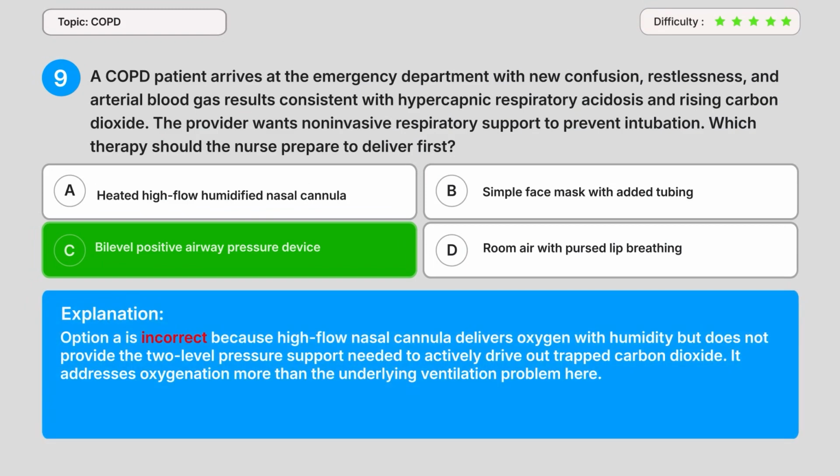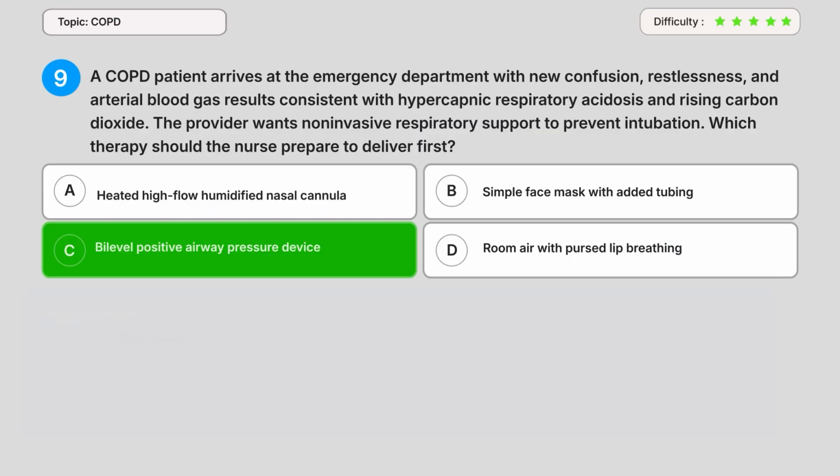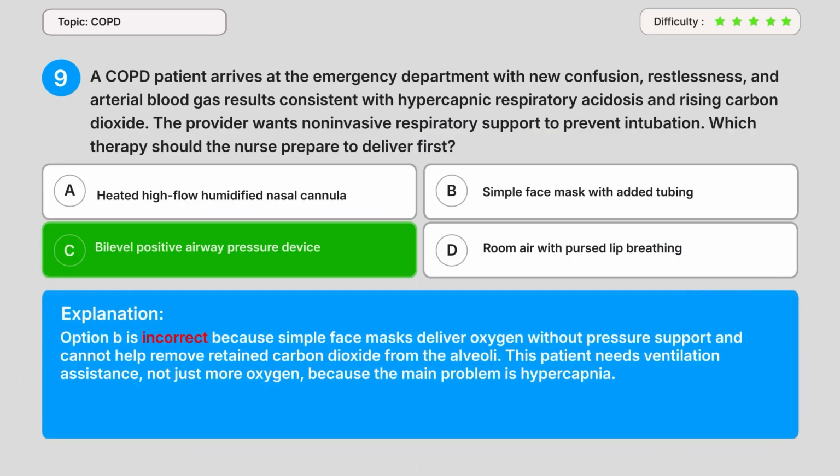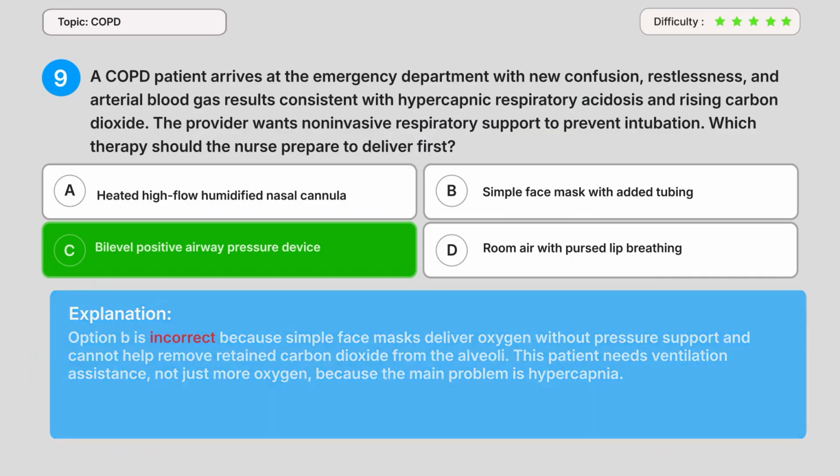Option A is incorrect because high-flow nasal cannula delivers oxygen with humidity, but does not provide the two-level pressure support needed to actively drive out trapped carbon dioxide. It addresses oxygenation more than the underlying ventilation problem here. Option B is incorrect because simple face masks deliver oxygen without pressure support and cannot help remove retained carbon dioxide from the alveoli. This patient needs ventilation assistance, not just more oxygen, because the main problem is hypercapnia.